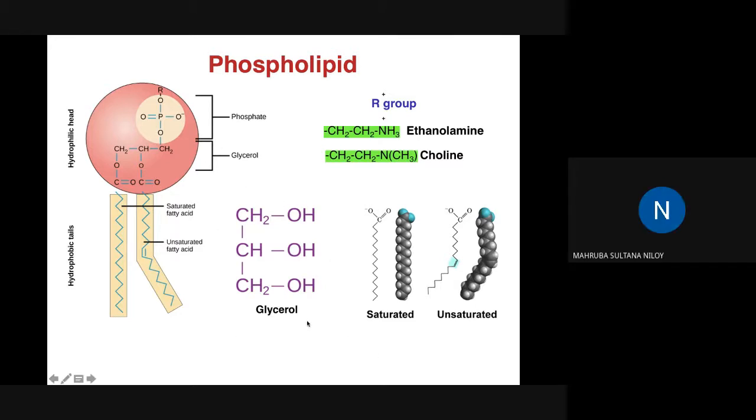How glycerol looks like. And with glycerol we can see that there is a phosphate group, and with the phosphate group there may be an R group. So what does this R mean? This extra R group may be either ethanolamine, choline, anything. Is it clear? Yes, sir.